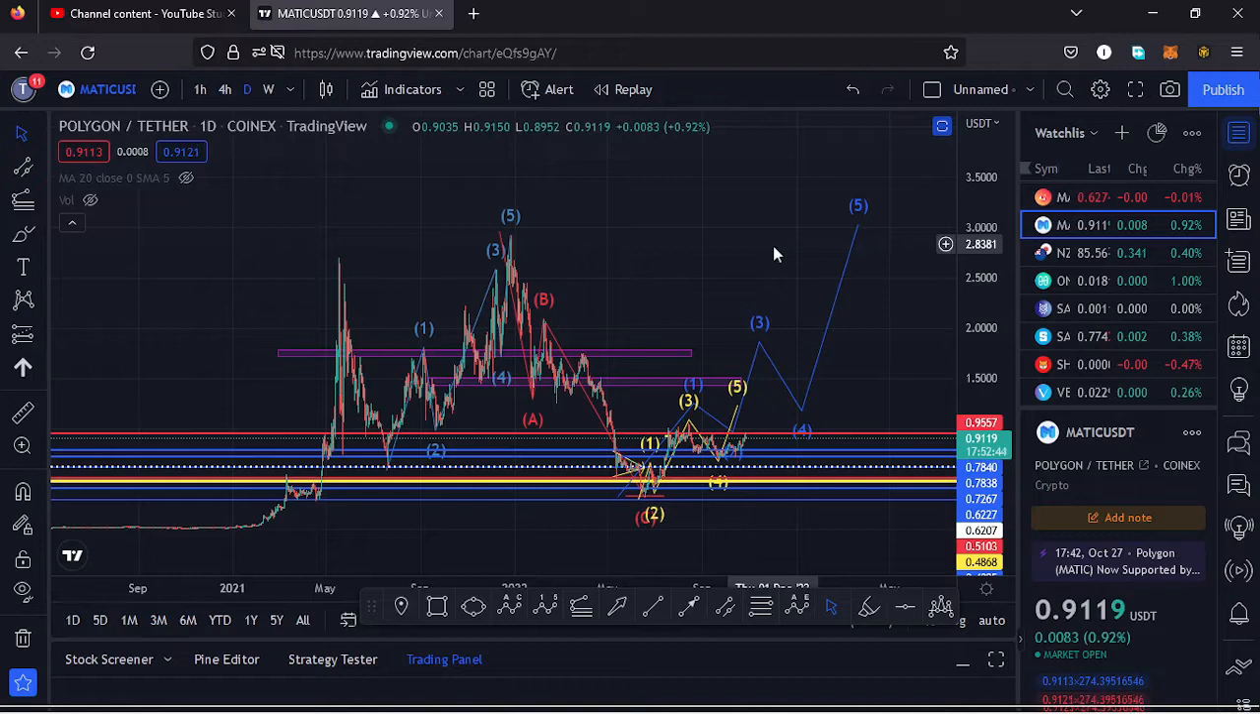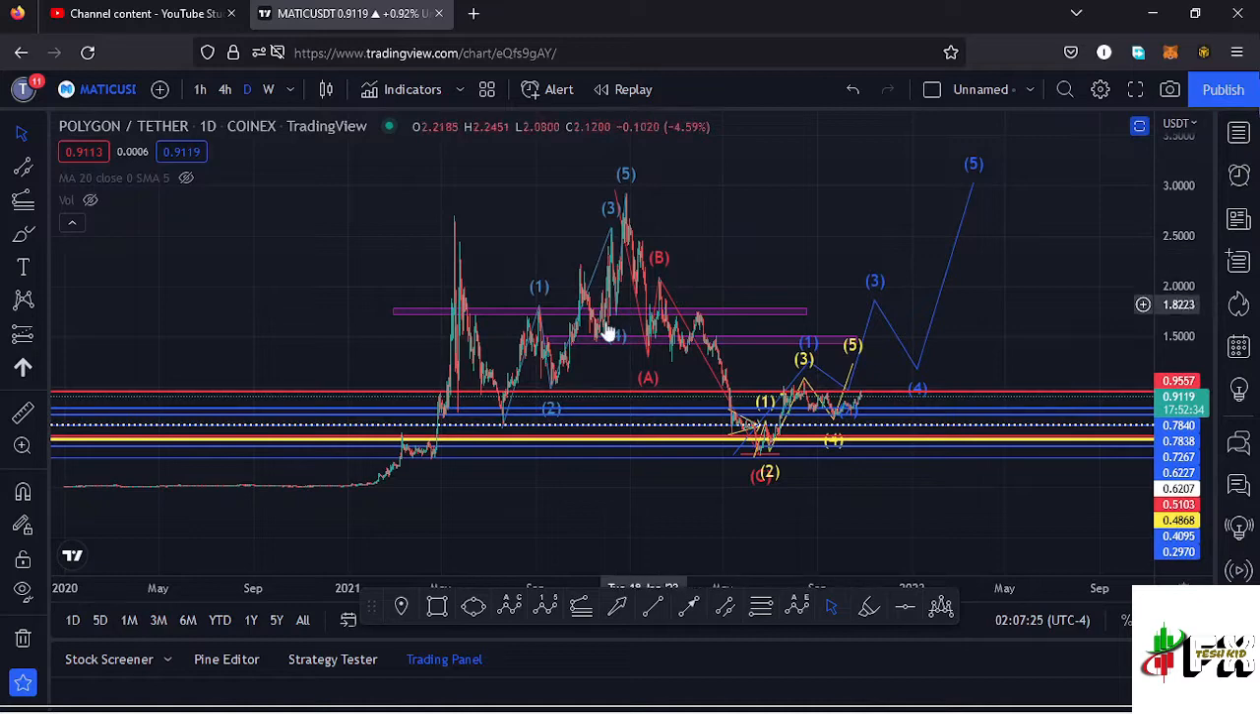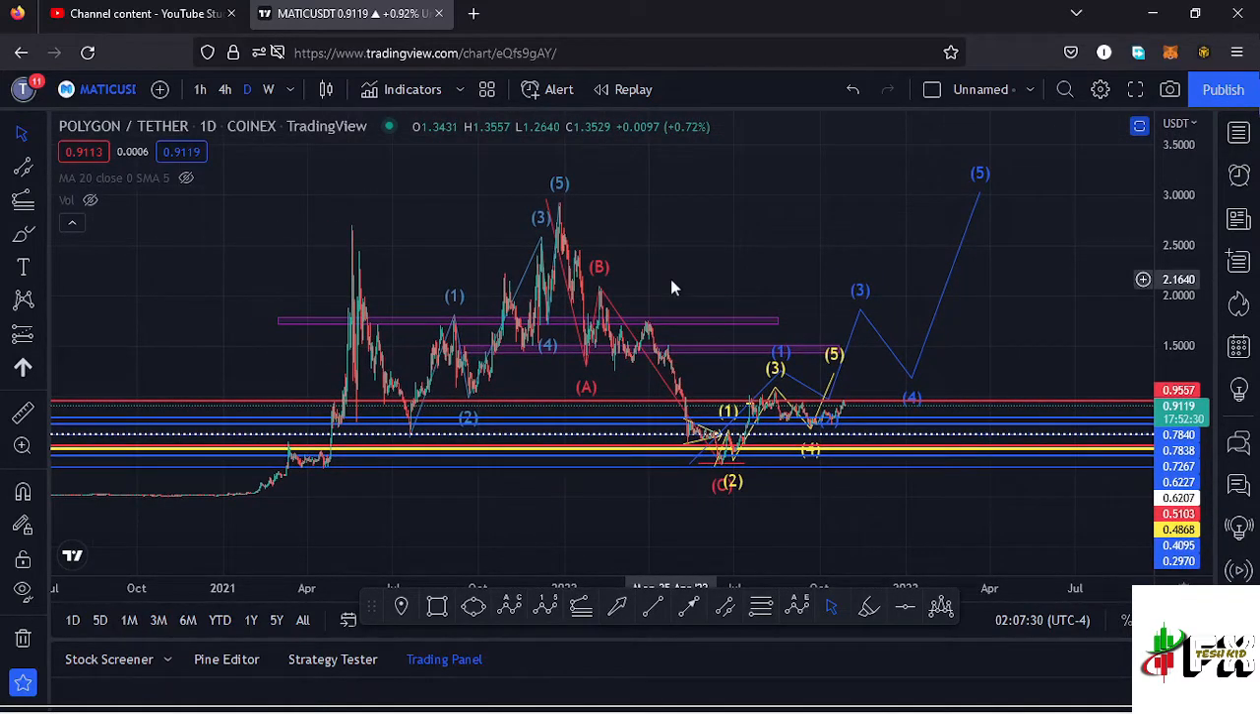I'll be giving you a price prediction update on Polygon Matic, whose current price stands at the $0.9119 mark, and here on TradingView the market is up by 0.92%. In this video I want to give you the key scenarios that I expect to play out, basing my analysis on the Elliott waves and the Fibonacci's, and also the key areas of support and resistance, and also draw out any key chart pattern that you have information on this chart.